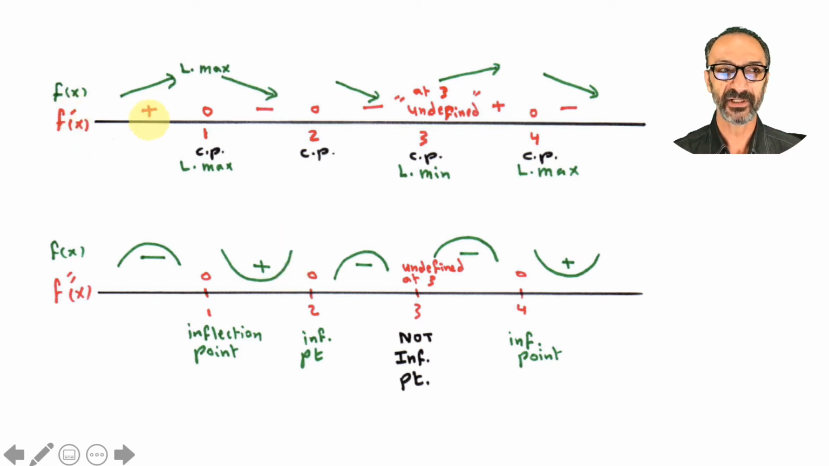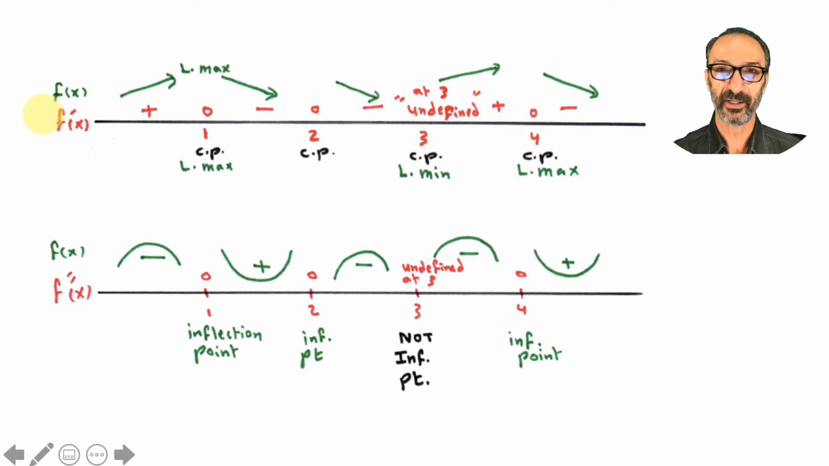If f prime is positive, we say it's increasing. If f prime is negative between 1 and 2, we call the graph decreasing. Which means at 0, where it changed from being positive to being negative, we have a local max. Now, if f prime is 0, those are positive, 0, negative, and so on.